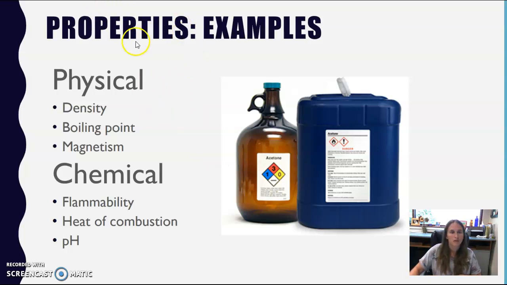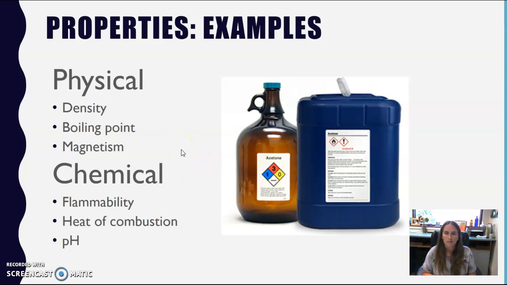So here are some common examples of physical and chemical properties. Physical properties include things like density, boiling point, magnetism. Again, we could observe those without having to chemically alter the substance. Chemical properties: flammability, the heat of combustion, at what temperature will it burst into flames? Because combustion is a chemical change, that's an example. And then pH. All of those are chemical properties because they relate to it undergoing a chemical reaction.